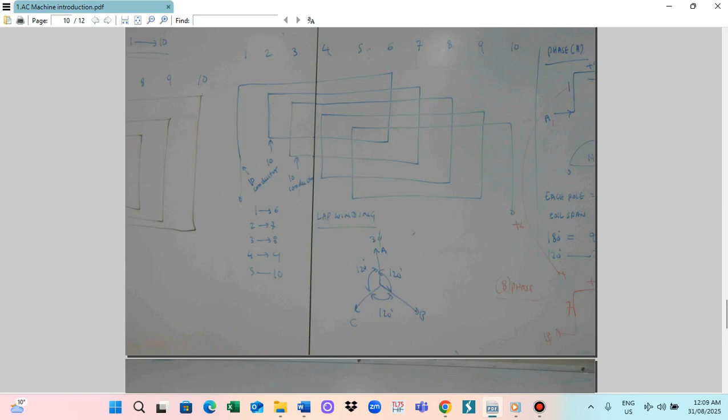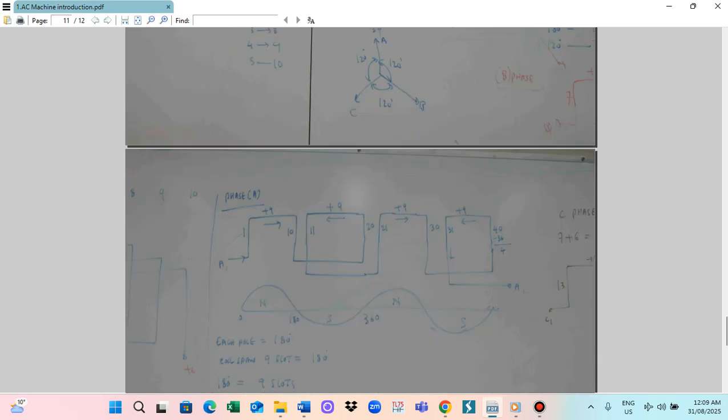One pole is 180 degrees. So one coil span is 180 degrees.